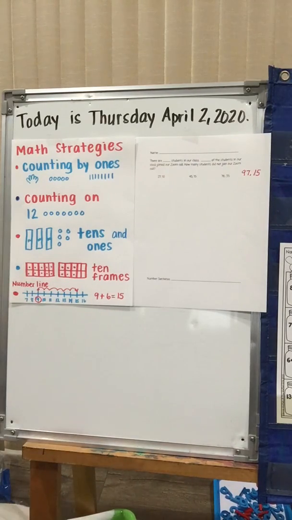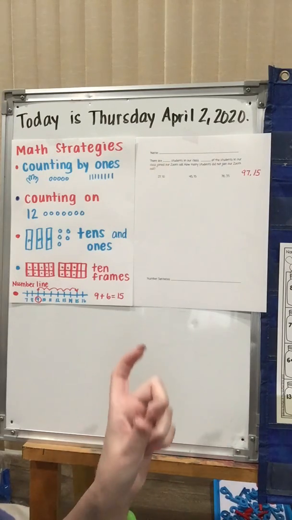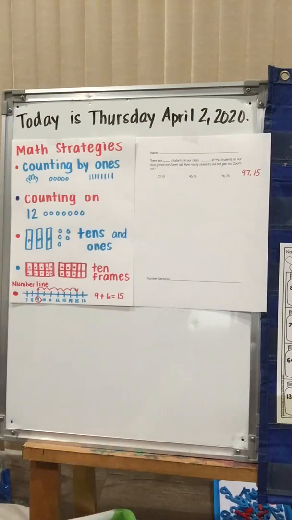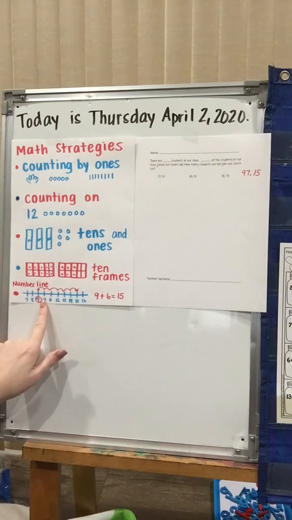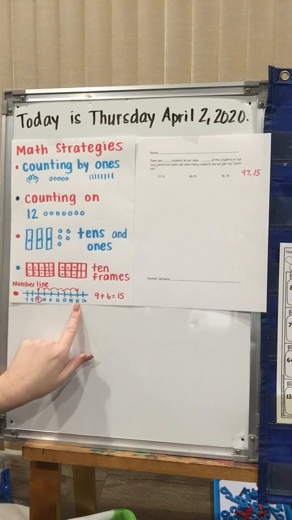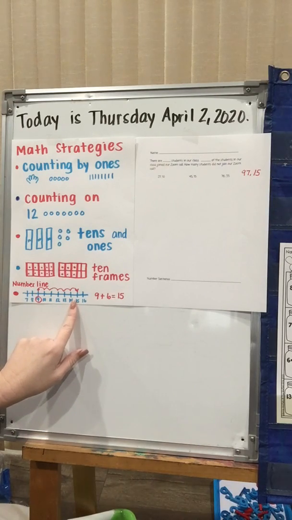But remember, they're called 10 frames. So if you decide that you want to use 10 frames, you need to make sure that you're making a box that has 10 boxes. One of them can't be a 12 frame and then one is a 17 frame. There's only 10 in a 10 frame. And then you could choose to use a number line. And I think I might show that one to you guys also today.